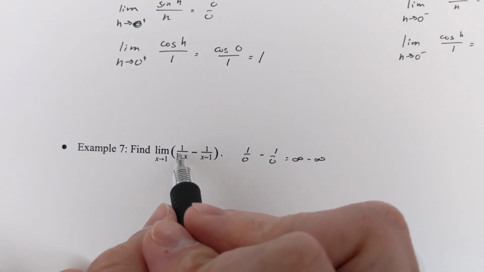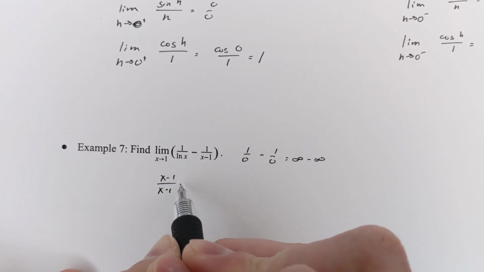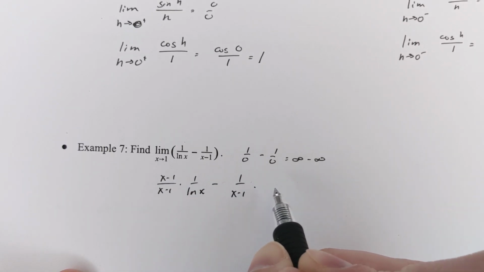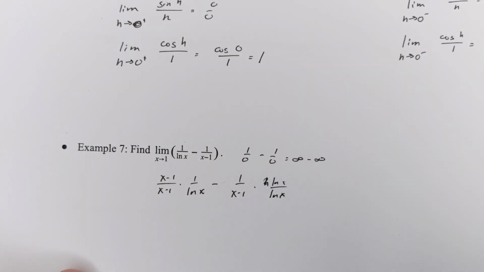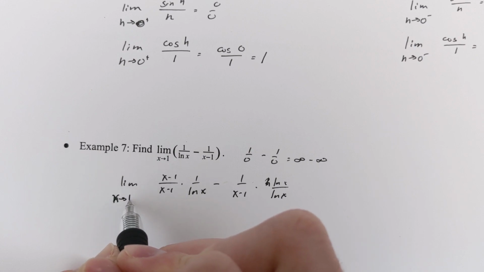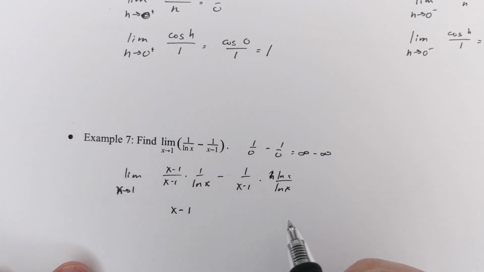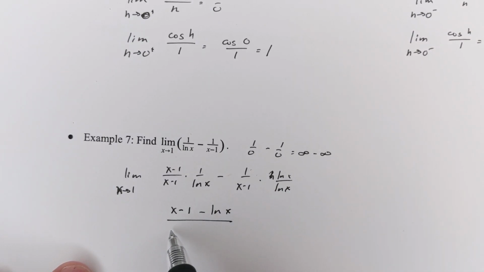So this first fraction needs to be multiplied by x minus 1 on top and bottom. And the second one needs to get multiplied by ln x on top and bottom. So I can get a common denominator. x approaches 1. So this becomes x minus 1 minus ln x all over x minus 1 times ln x.